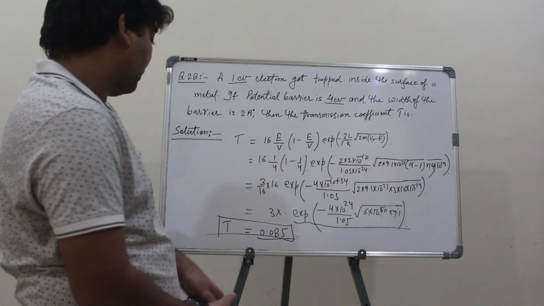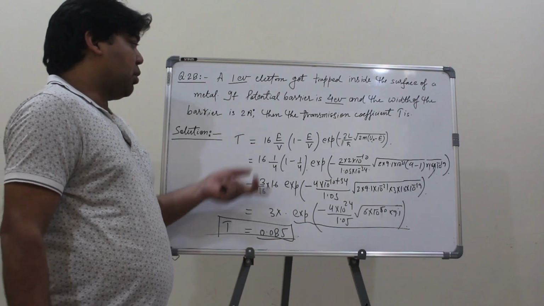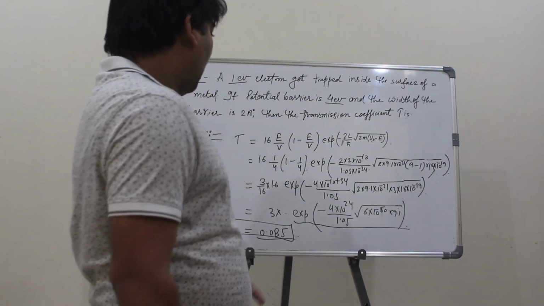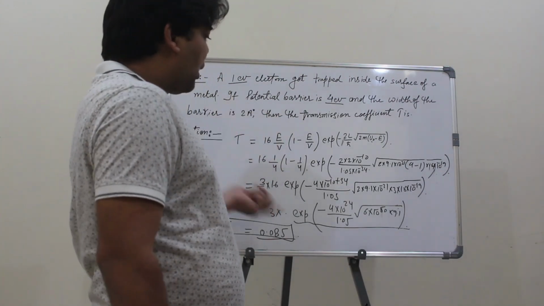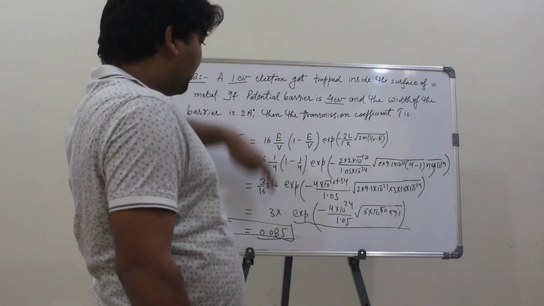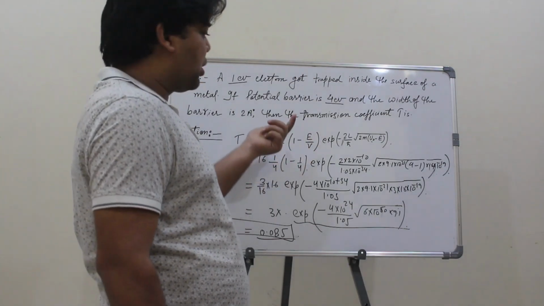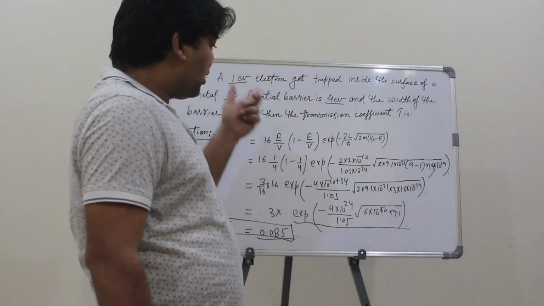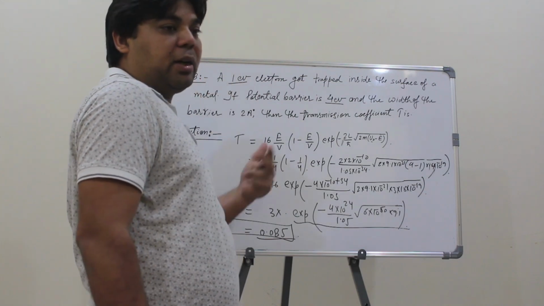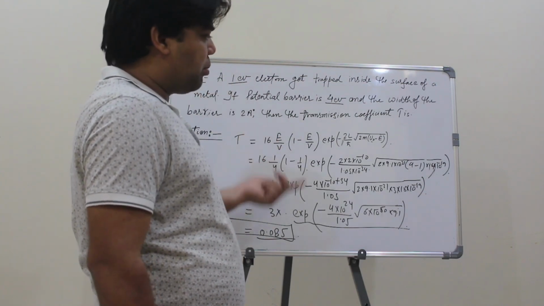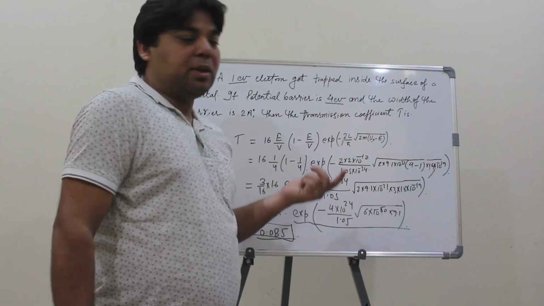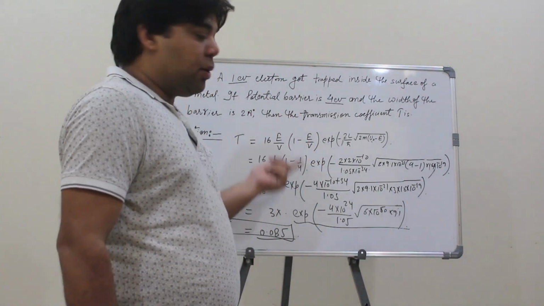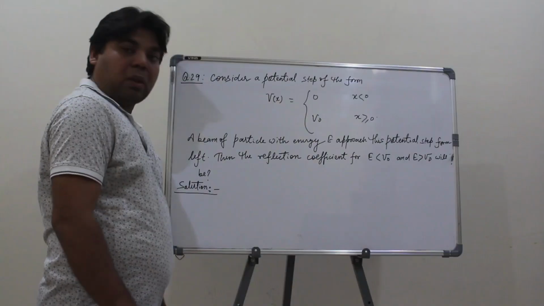T is the transmission coefficient. So you should always remember this formula of transmission coefficient through a potential barrier. It will be useful in any of the exams, basically GATE, NET, JEST, or maybe TIFR or IISc level, any exam, or even in JAM also.